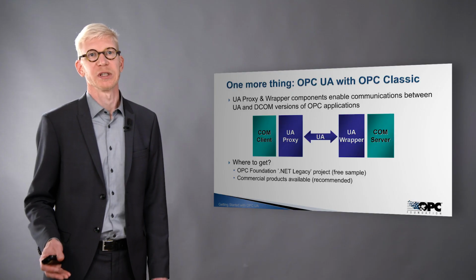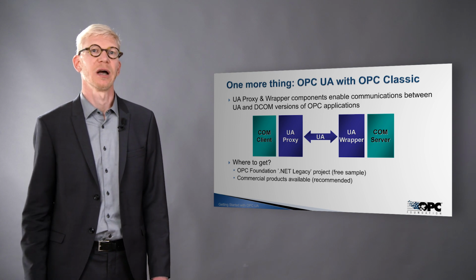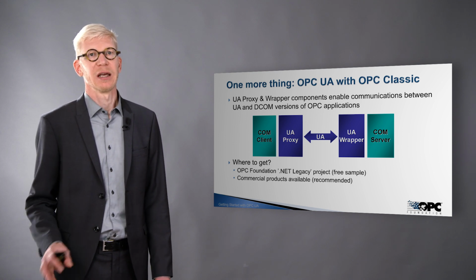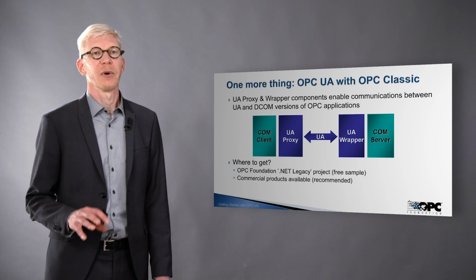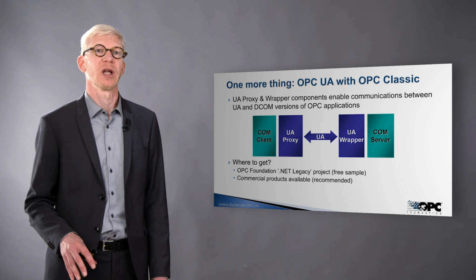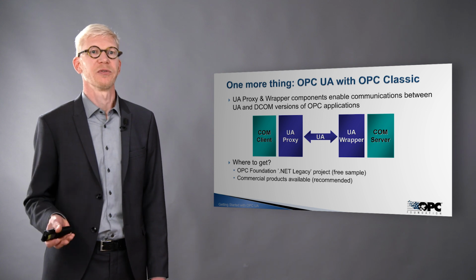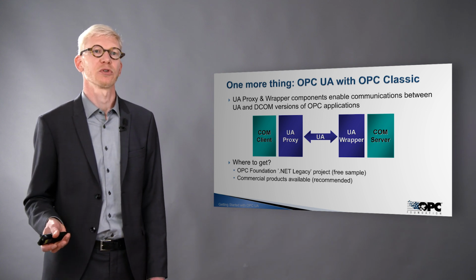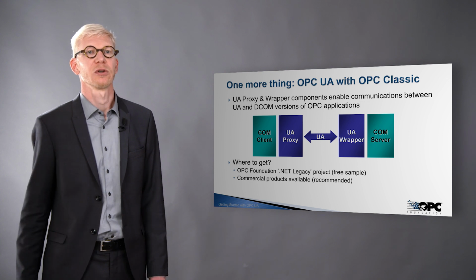And then there's one more thing that you need to know. Typically people still have a lot of classic OPC applications installed on sites, and the first question of course is always, how do you use the classic applications with OPC UA? They are a pretty different protocol, but the good news is that we have wrappers available for you. The OPC Foundation is providing some samples that are available with the so-called .NET Legacy project, but there are also commercial products available, and in general I recommend the commercial ones.